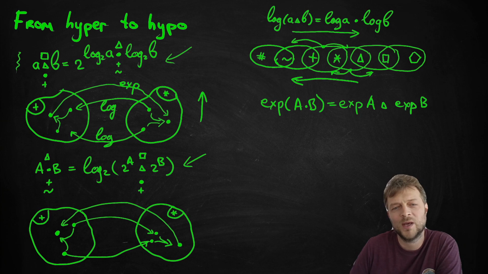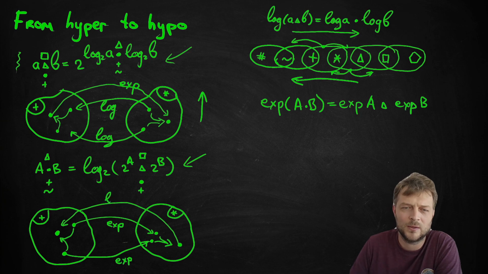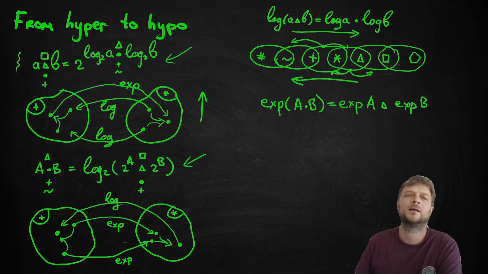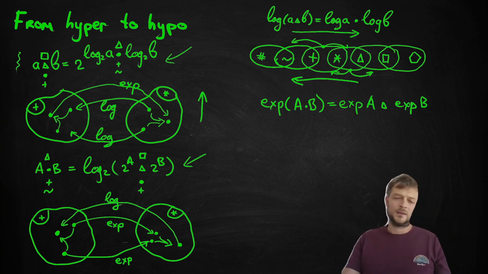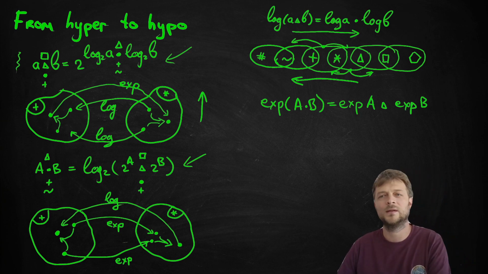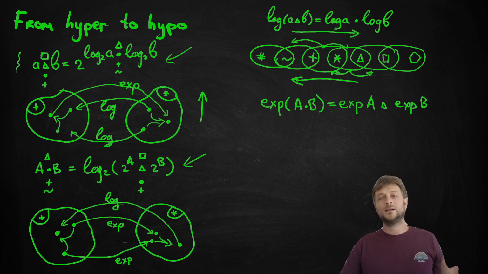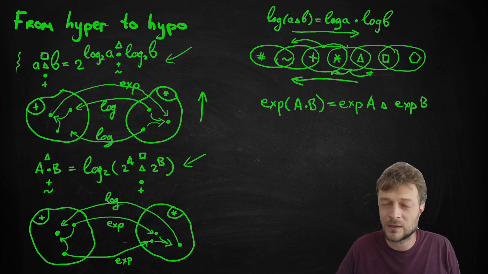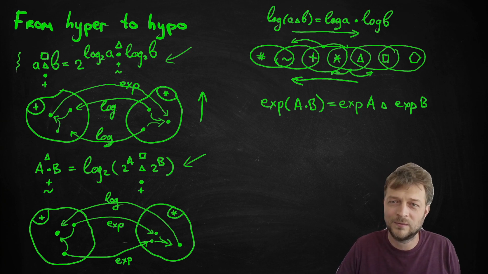So here the mapping from plus to multiplication will be exp, and the mapping back will be log. Okay, so these are two different representations. Finally, I want to recall that this definition is recursive.